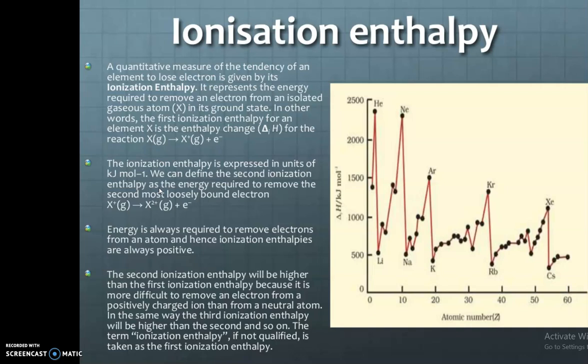And ionization enthalpy is always positive because we need to provide energy to an atom. So this always will be positive. The second ionization enthalpy will be higher compared to the first ionization enthalpy because it's more difficult to remove an electron from a positively charged ion. If we first remove an electron from an atom, then it becomes a cation. We have to provide a lot of energy to remove an electron from the cation. So the second ionization energy will always be greater than the first ionization energy. Similarly, the third ionization energy is also greater than the second.